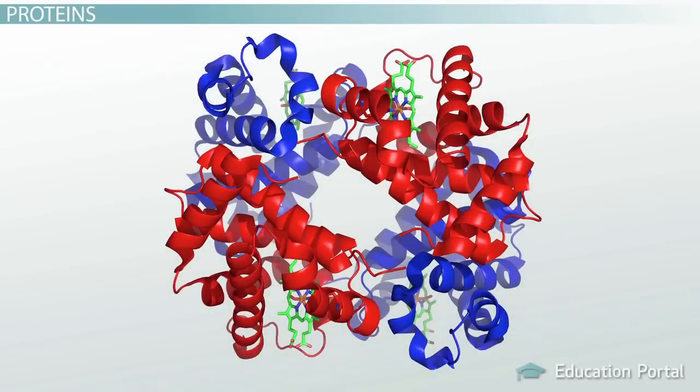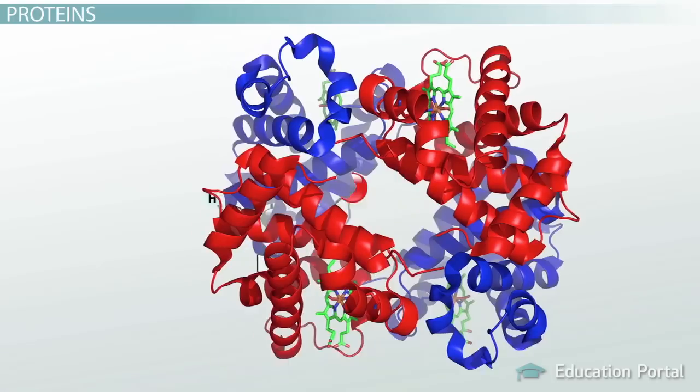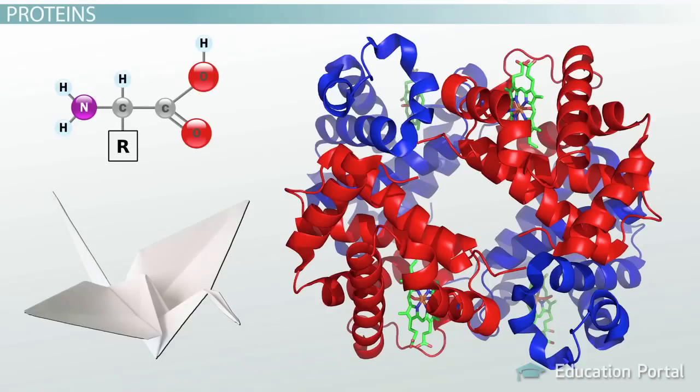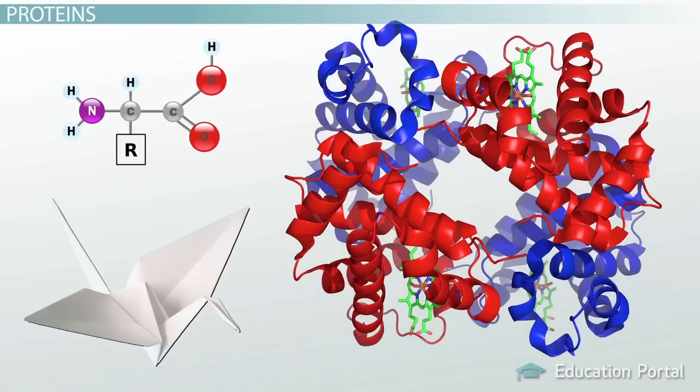As you can see, they are complicated structures that can be made up of hundreds to thousands of individual units called amino acids, all linked up in a chain and then folded up like origami into complicated shapes. The structure may seem complex, but all proteins are actually made up of around 21 different amino acids, just in many different combinations.